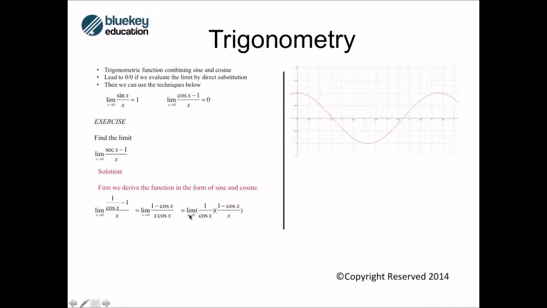And then we can factor out 1 over cosine x and solve the limit. We know that as x approaches 0, cosine x is equal to 1, similarly for 1 over cosine x. Then we can solve the limit of each part individually. And because the limit of (cosine x minus 1) over x is 0, the answer comes to 0. Thanks for watching.